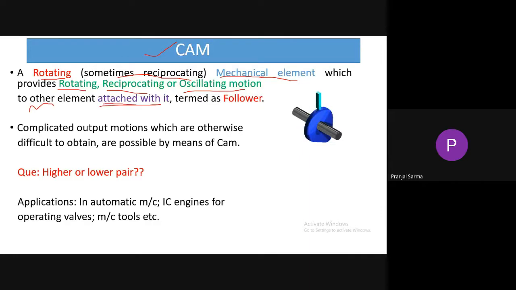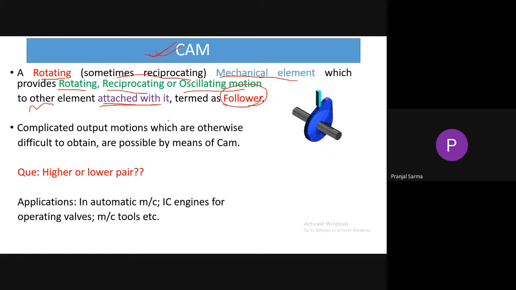And that other element which is attached to it and which gets the motion from the cam is known as the follower. From the name itself, follower, you can understand that it is following something, and actually it is following the cam motion. Depending on the shape, size, and movement of the cam, the motion from the cam is imparted to the follower, and the follower gets a certain motion which is given to it via the cam.